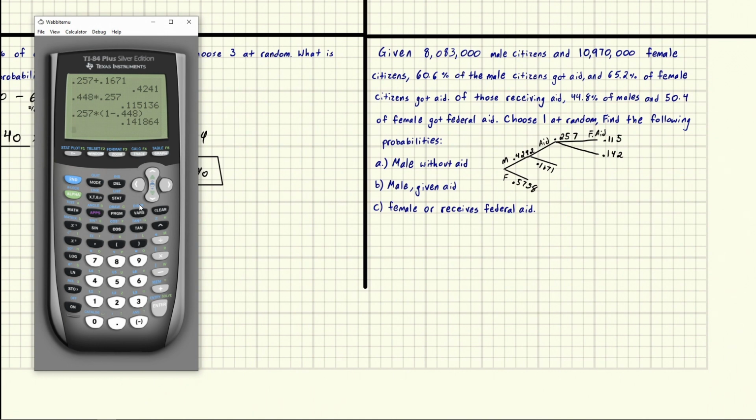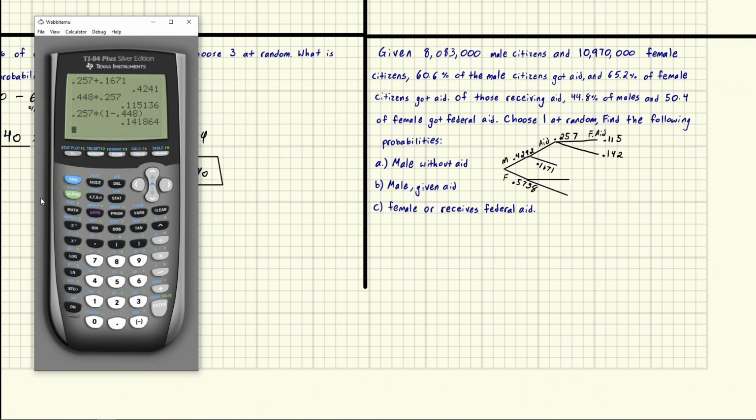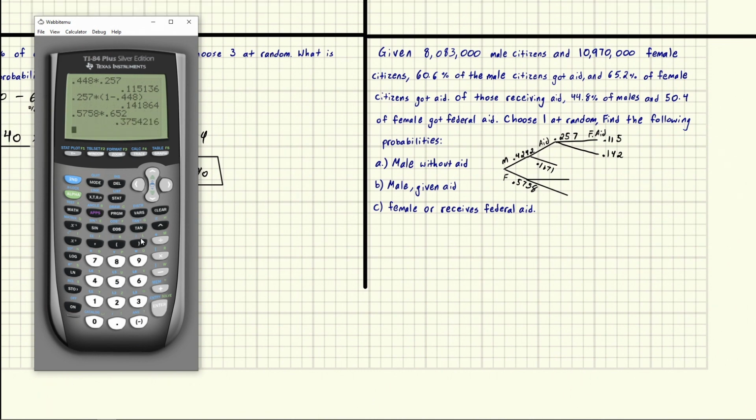And then we'd say, okay, well, we'll go down to the female now. And we're going to split into two categories. And the ones that get aid, well, how many of the females get aid? 65.2. So we're going to have 0.5758 times 0.652. Right, that's what it said, 652. And we get 0.3754.